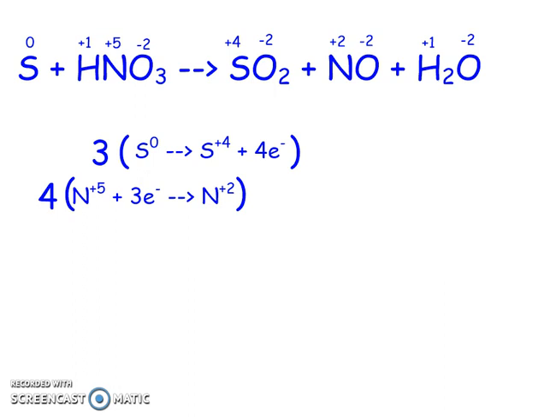So to write a balanced half reaction, you need to assign the oxidation numbers so that you can determine what is actually being oxidized and reduced. Write the half reaction just like we did before, and then the only new step is to take each half reaction and multiply it by something so that you have the same number of electrons being lost as those being gained.